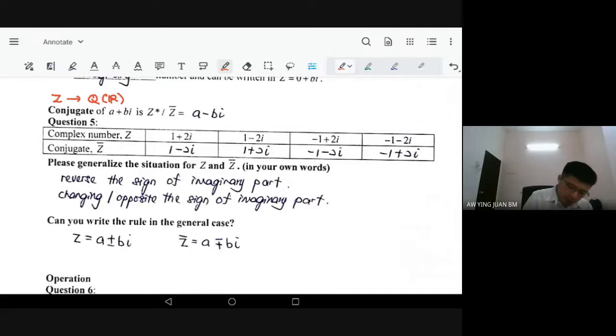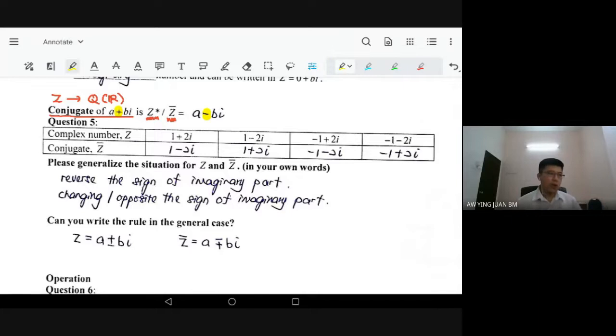So, you baca ayat ini, conjugate of the Z. Tadi sudah sebut, bila saya sebut Z, maksudnya A plus BI. Conjugate of the Z. You boleh tulis Z asterisk atau Z bar. So the answer for the conjugate, A minus BI. So observe, the difference is the sign.